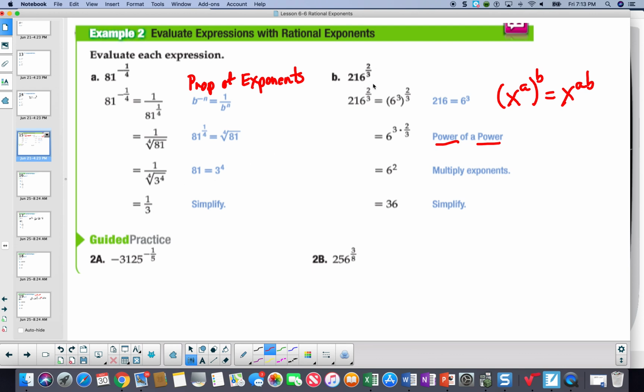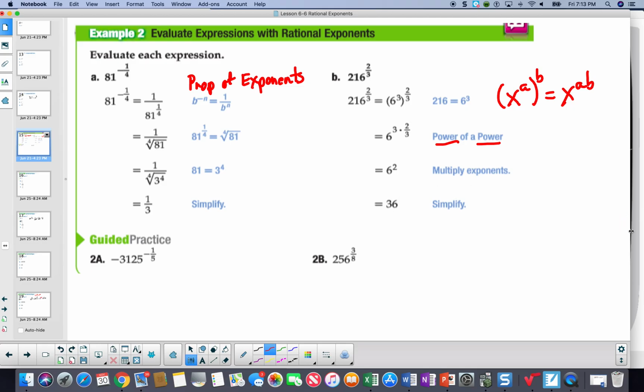In this expression over here, it's to the 2/3 power. So let's go ahead and take the 216 and rewrite it to 6 to the 3rd power. Why the 3rd power? Well, because I'd like to see a 1/3 power and a 3 power reduce, and I'm having a power to a power situation, so I'm going to multiply these two numbers, power to a power. This will be 6 squared, and the answer is 36.